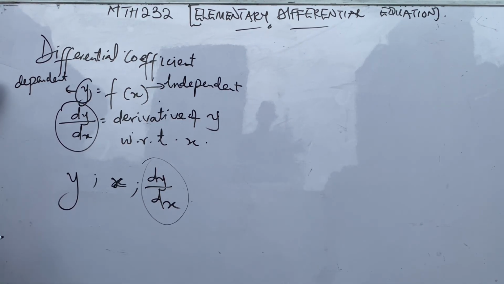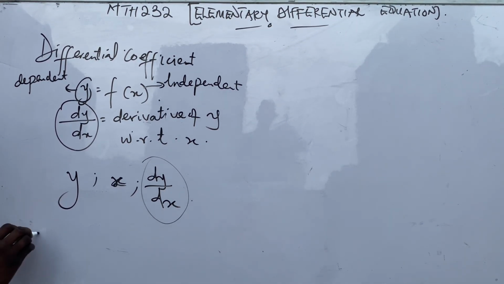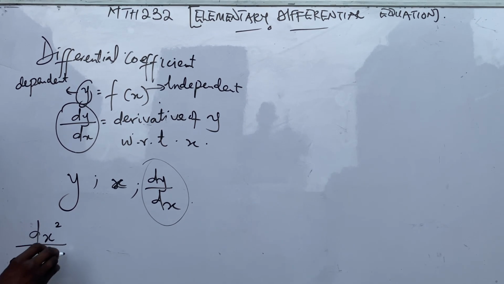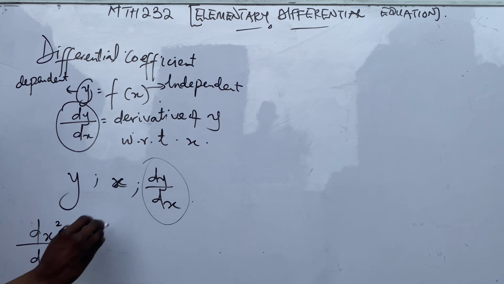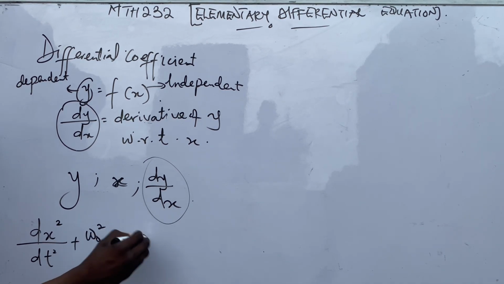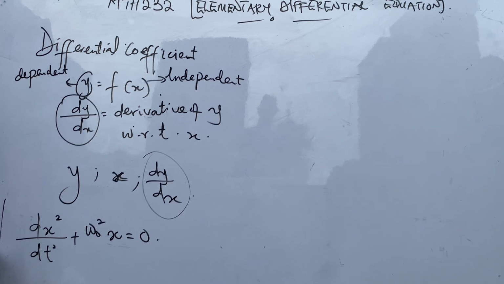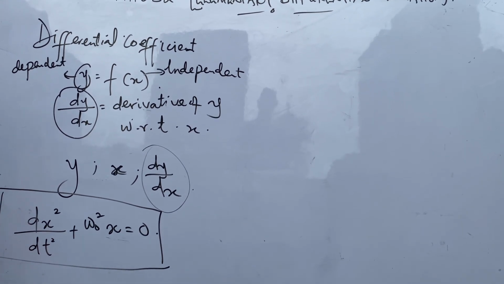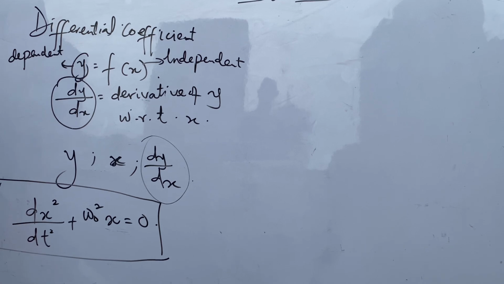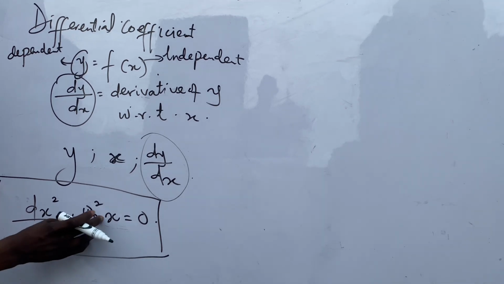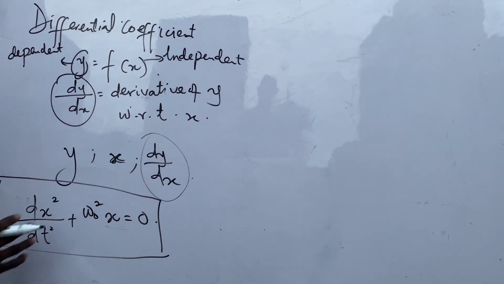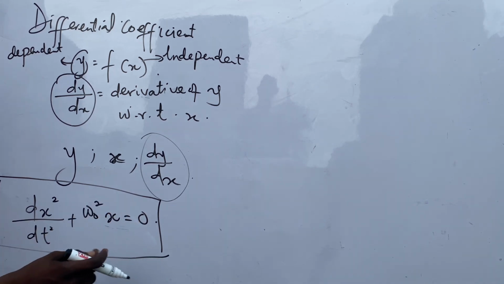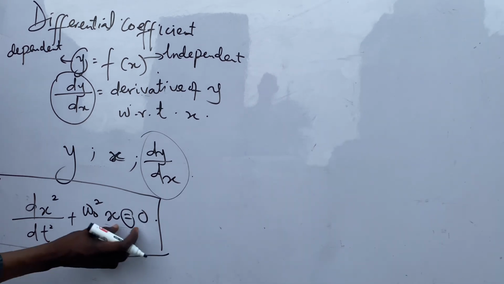This is a very common one gotten from waves and oscillation: d²x/dt² plus omega naught squared times x is equal to 0. This is the equation of oscillation for a pendulum bob and a normal spring as well, where omega squared is the constant. We already have an equality sign, which makes it an equation.